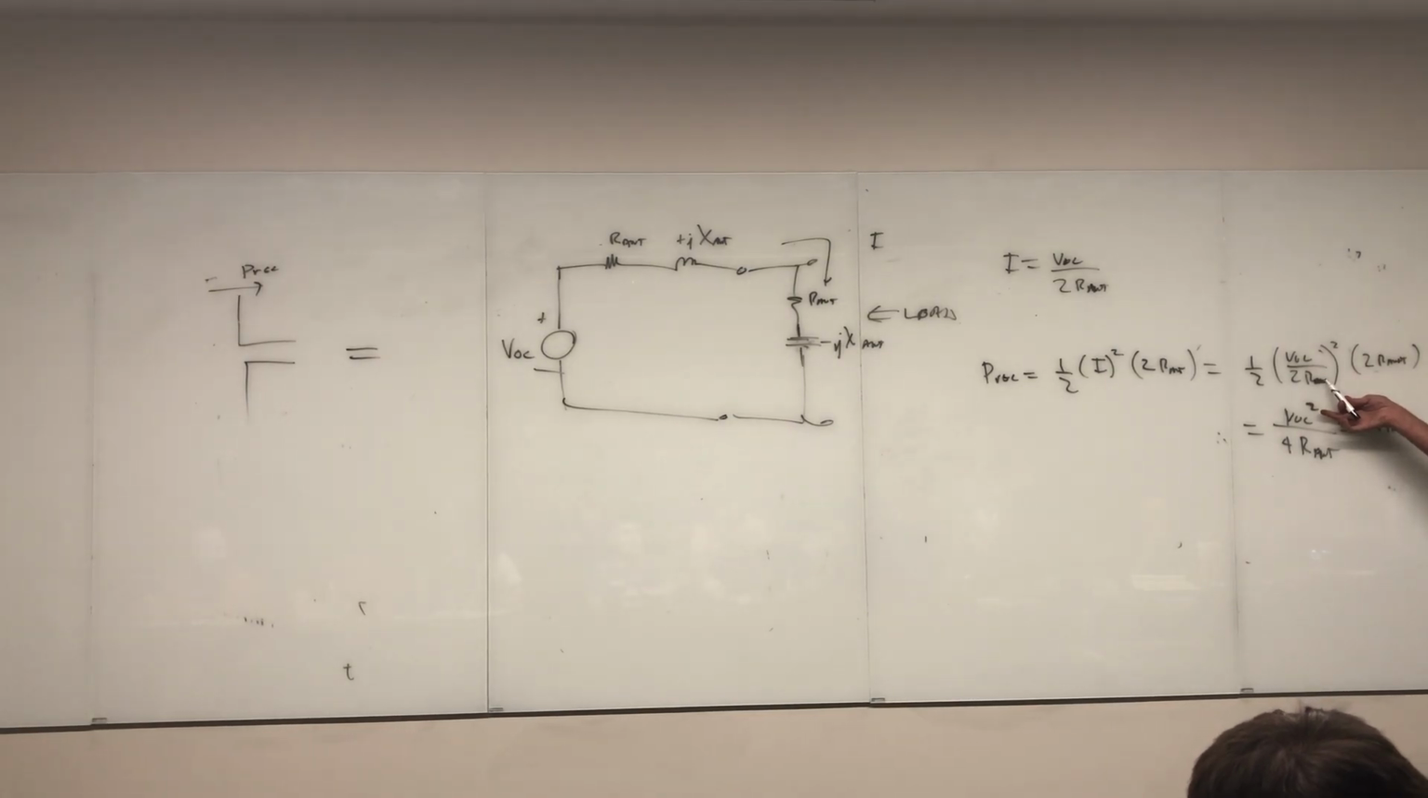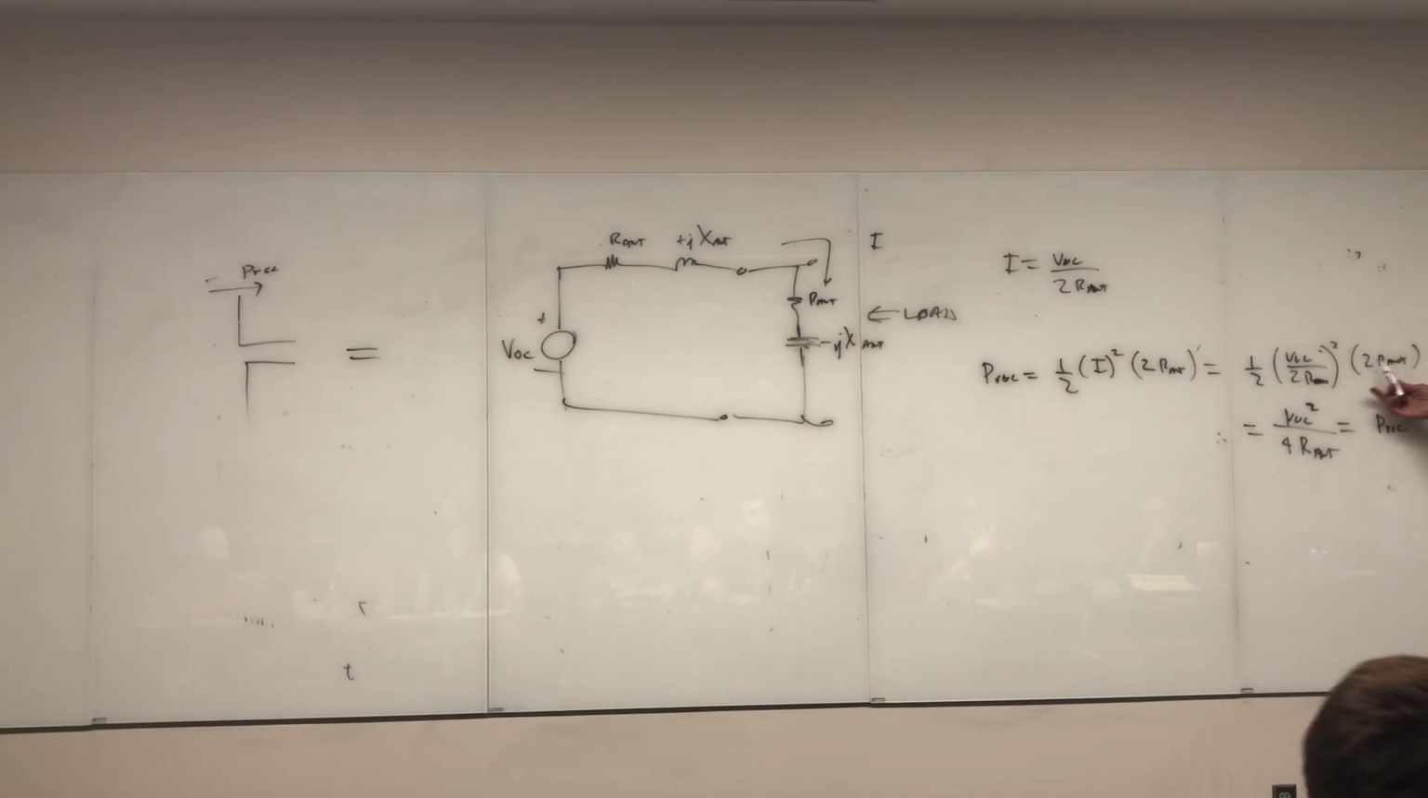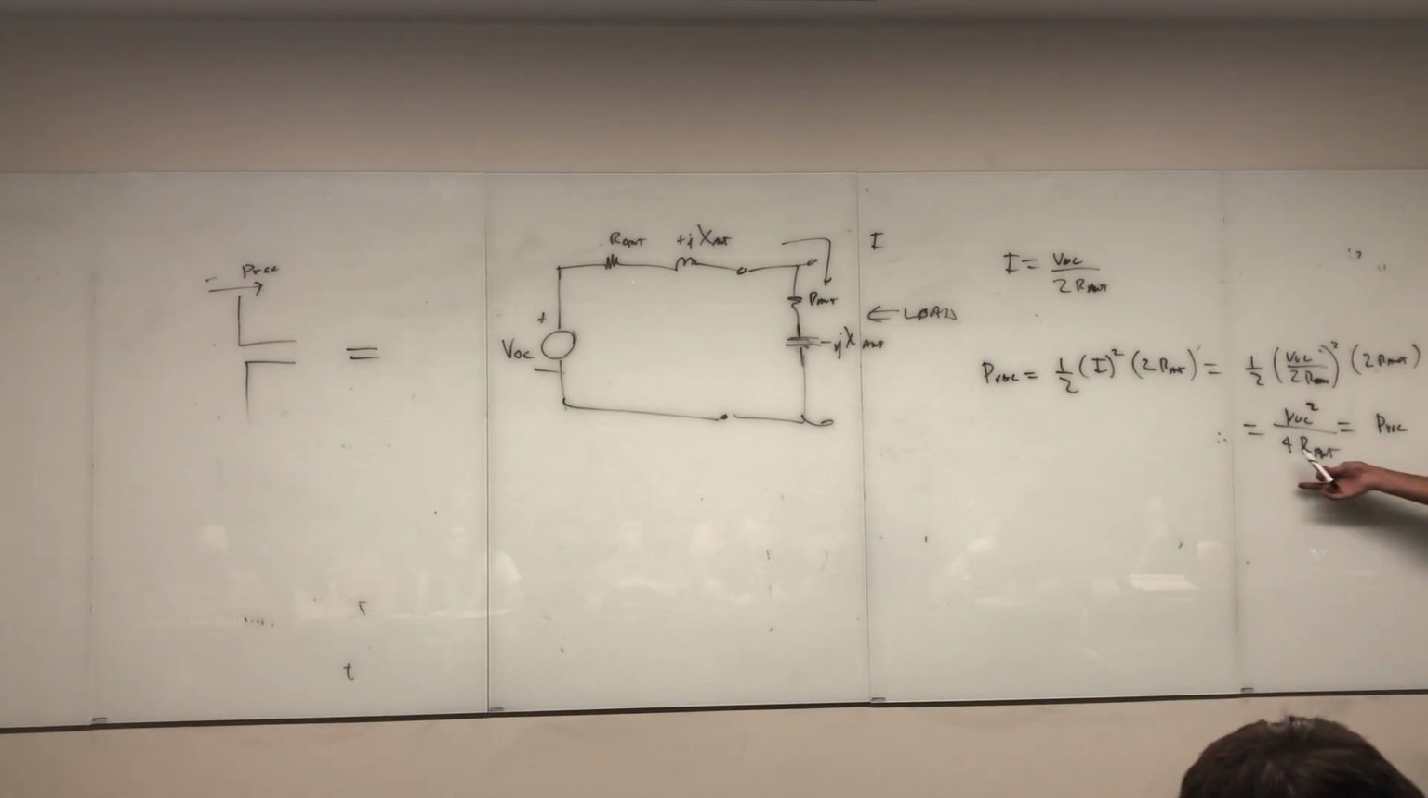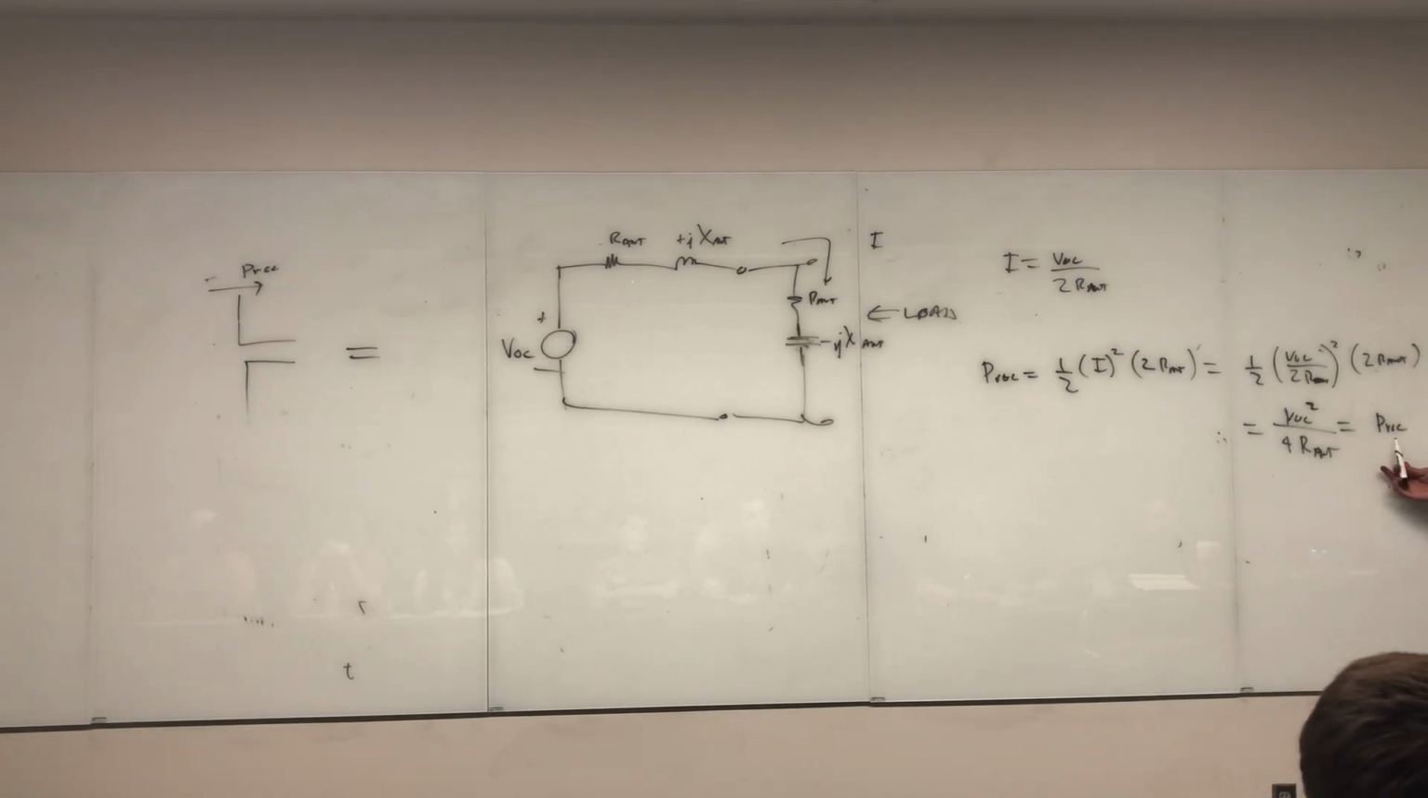See, this right here is VOC over 2R, which is the current, right? When I square it, one of these cancels, and I'm left with simply 2R of the antenna. Do y'all follow me, class? Can you see this in the back? All right. Now that's P received, right?